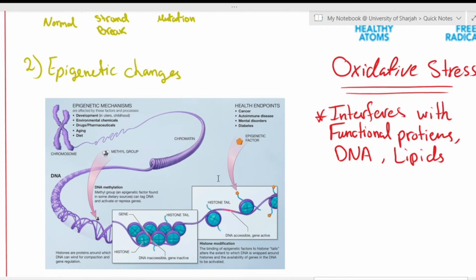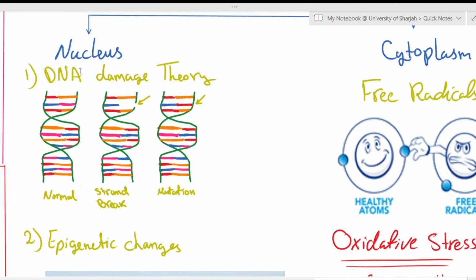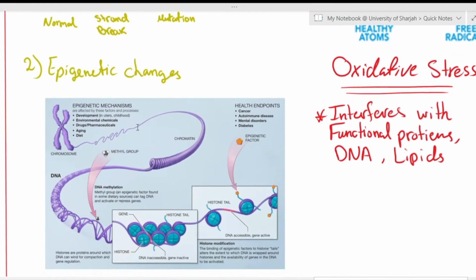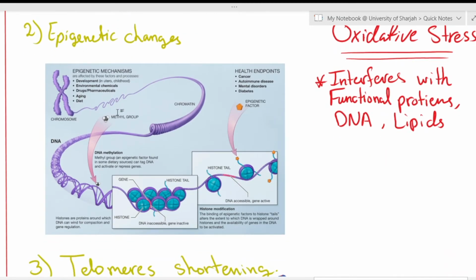Also, we have epigenetic changes, which are changes that don't happen in the genes themselves, but above them, or close to them or related to them. So here we said DNA itself will be damaged, but with epigenetic change, it gets affected by environmental factors, for example smoking, drugs, chemicals. Also, they happen in development, something congenital. Also, diet will affect it, and the aging itself and the buildup of errors will cause more epigenetic changes.